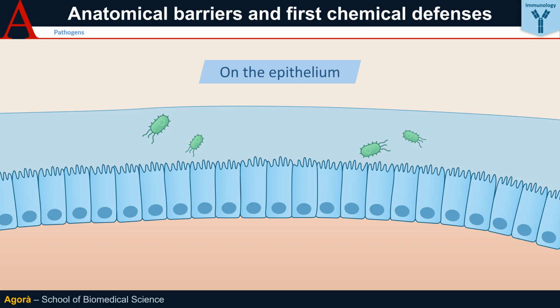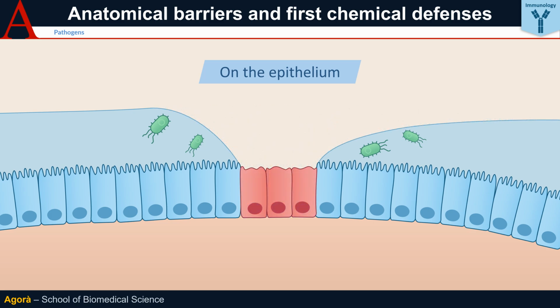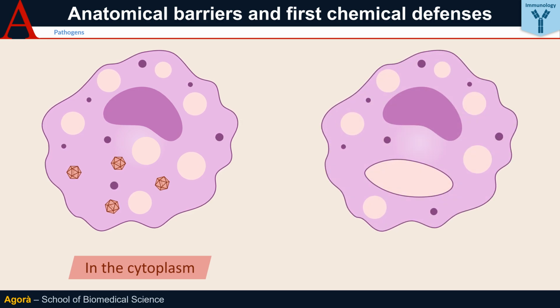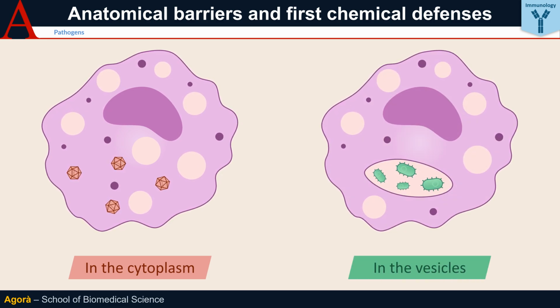Intracellular pathogens, including viruses and intracellular bacteria, grow within cells. Viruses tend to localize directly into the cytoplasm, while intracellular bacteria, such as the Mycobacteria or Yersinia pestis, the bacterium responsible for plague, proliferate within cytosolic vesicles.